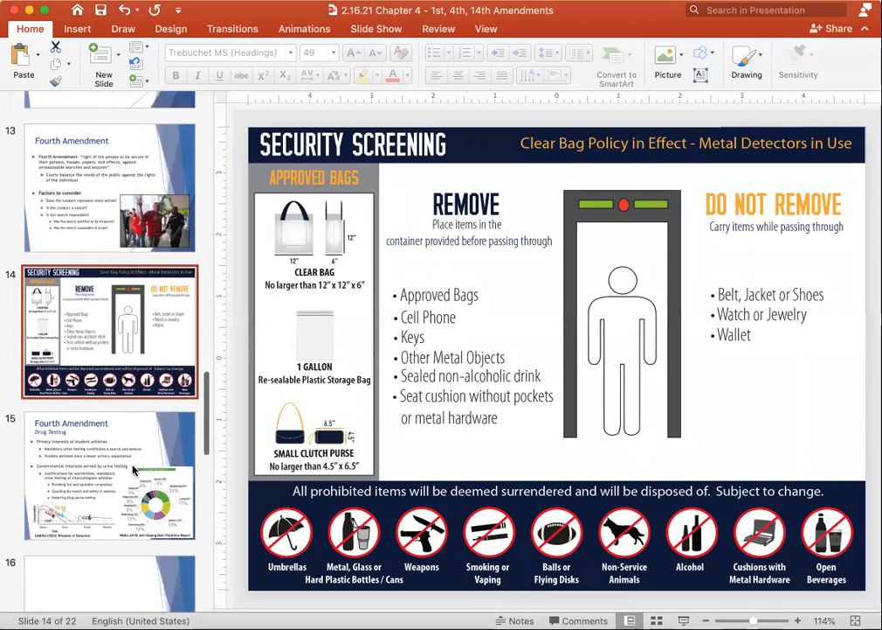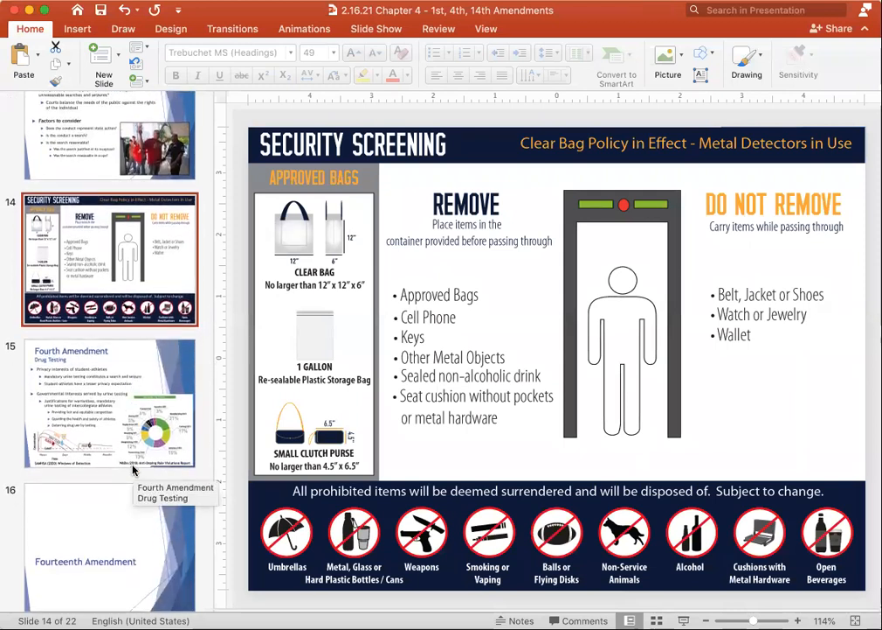So here's an example of security screening, and this is, I would say, a pretty common example of the clear bag policy that's now in effect. Often when entering sports stadiums, they will use metal detectors. They'll indicate what bags you can bring in. There will be policies about what items are prohibited. So if those items were found on a person, those items could be seized because they are either unsafe or could infringe upon another patron's experience at the sport event.